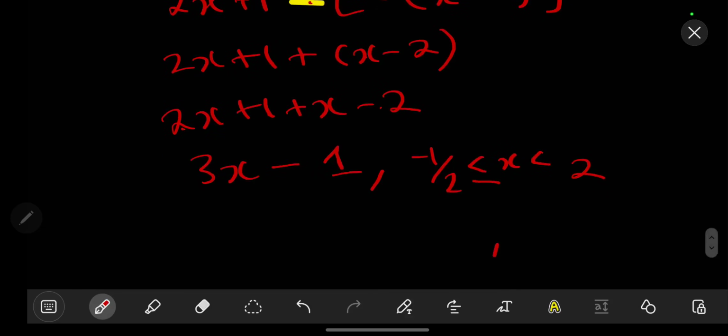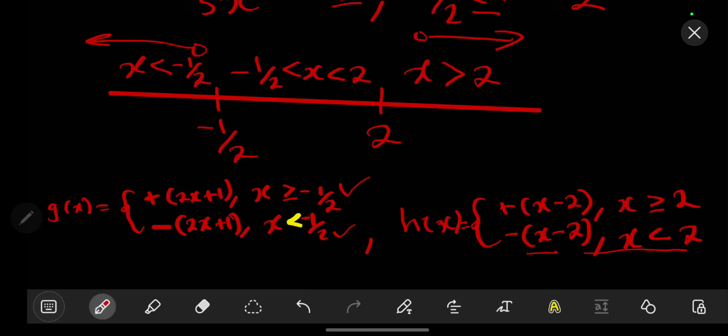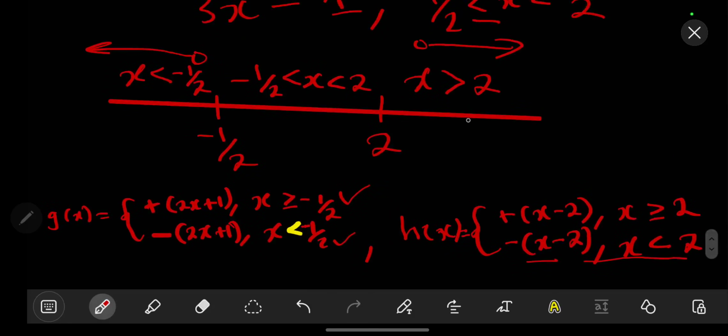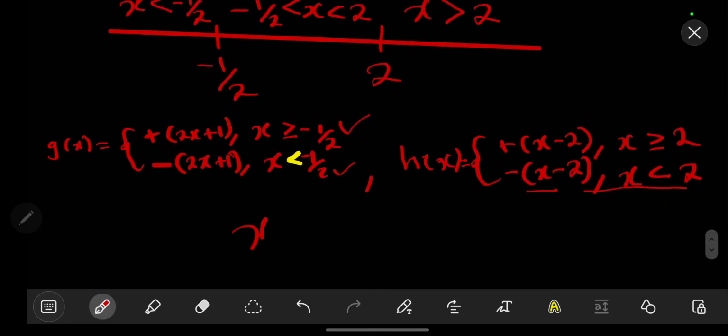Then let's look at our third region. So we are going to use these equations that we are coming up with. Our last portion is where x is greater than 2. We are going to look at which conditions suffice for this. X can be greater than 2 if it is greater than negative half.